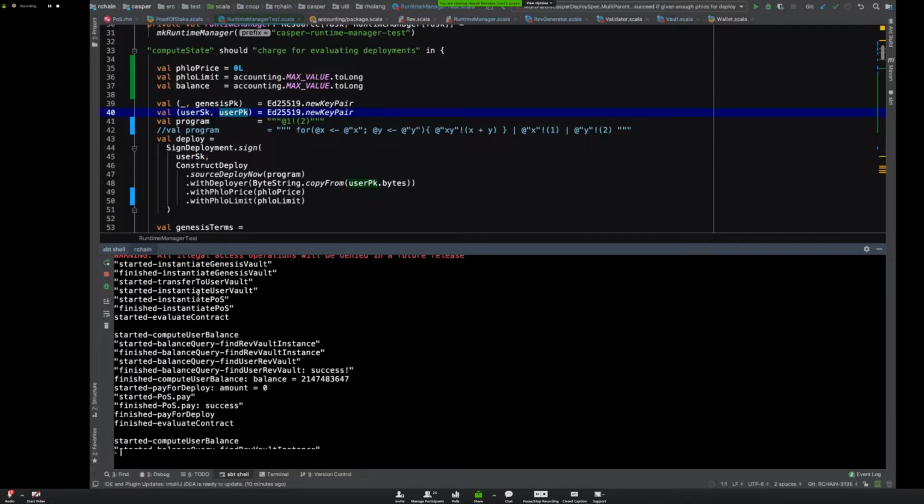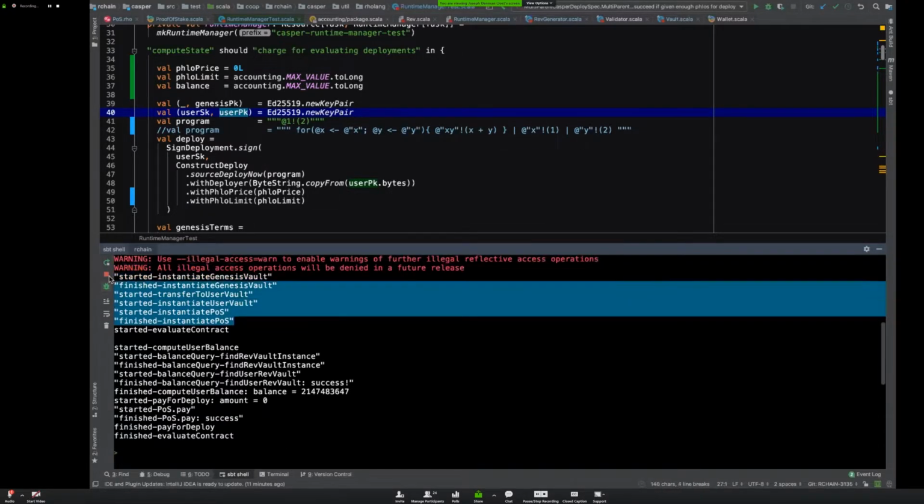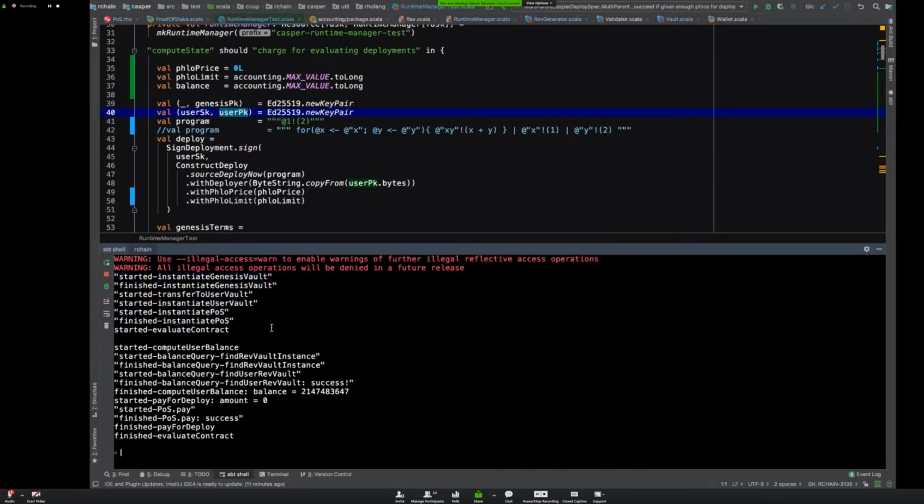The next thing that happens is that the proof of stake contract is instantiated. We finish that instantiation. And the obvious question would be, when a user pays for a contract, where does it go? Their payment goes into the proof of stake contract. All those payments that are collected are eventually distributed among the validators, which is part of the validator rewards program that we're working on. So these represent effectively all of the contracts that we need to transact.